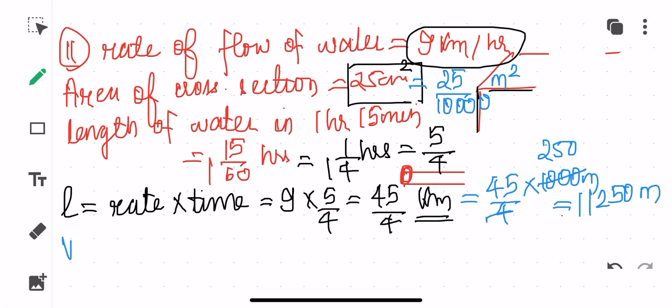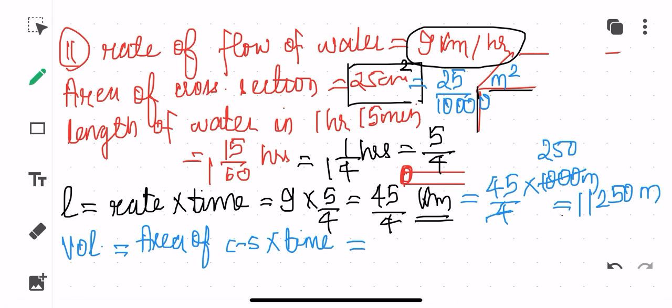Now you will be calculating what? Volume. So volume in turn will be equal to area of cross section, so I will be writing area of cross section into what? You will be writing length. So this is going to be equal to cross section area. How much is there, children? It is 25 upon 10,000, into here this is 1250.